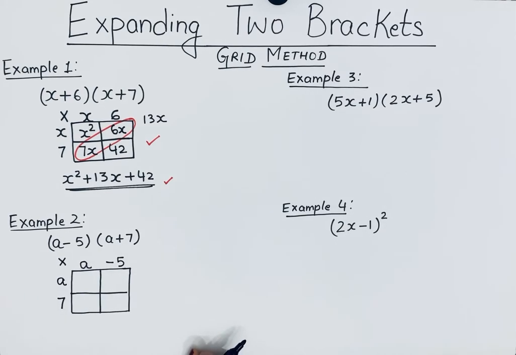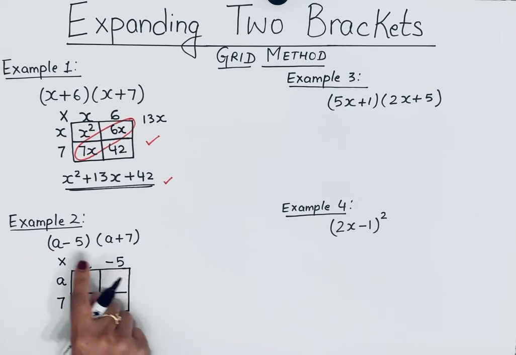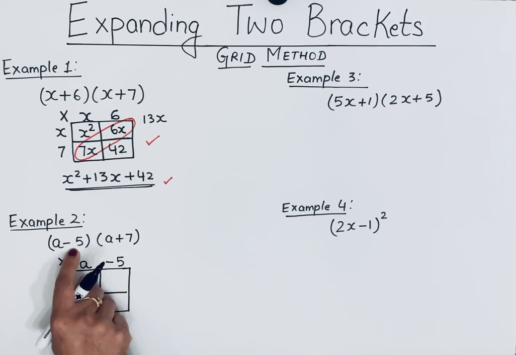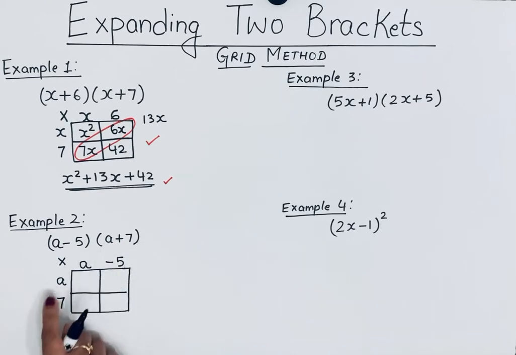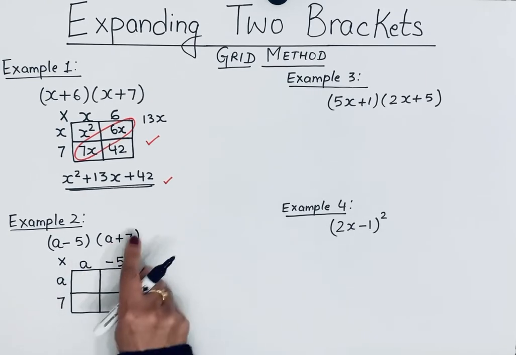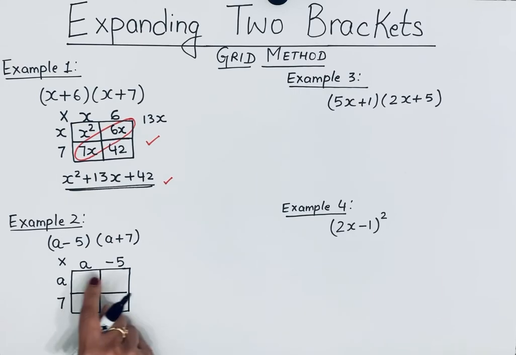Let's recap on how we did the grid. So a minus 5, that was our first bracket. So we write that on the top. a on the top of the first section. Negative 5 on the top of the second section. Then the second bracket on the left. a and then 7 here. Now we need to times it and fill these boxes.